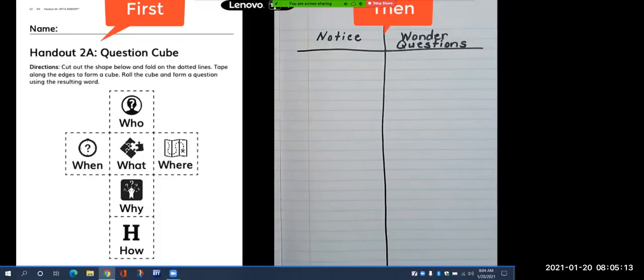My mouse doesn't want to move. Okay. All right.